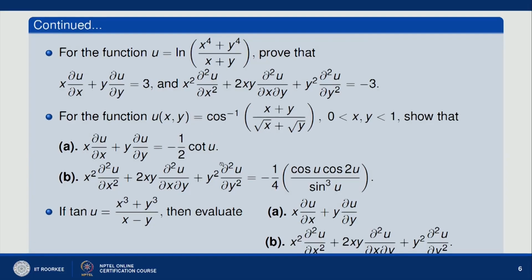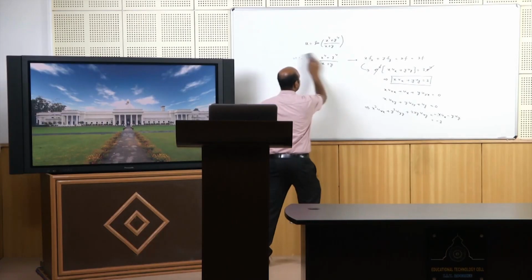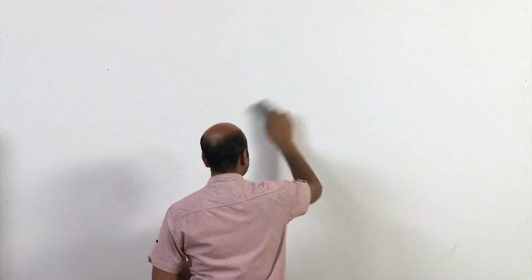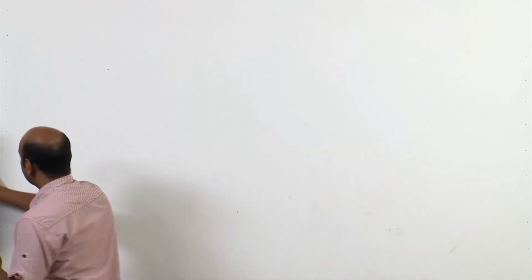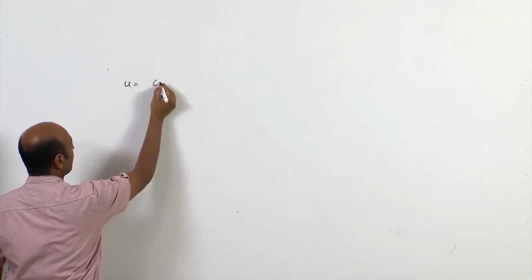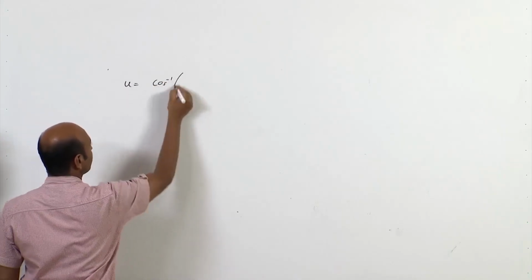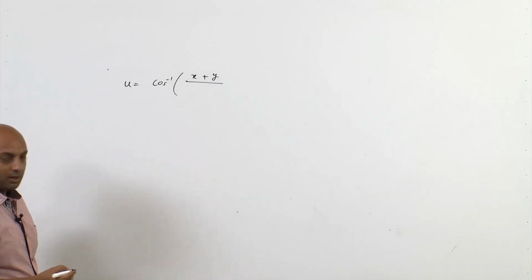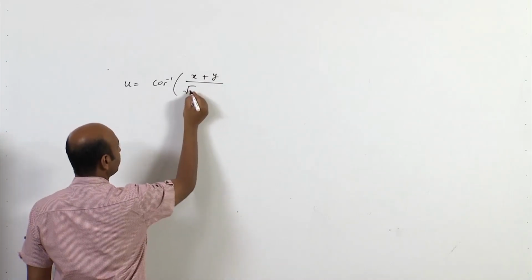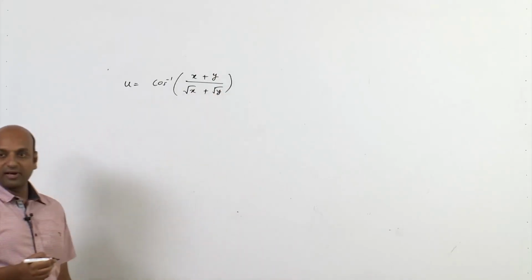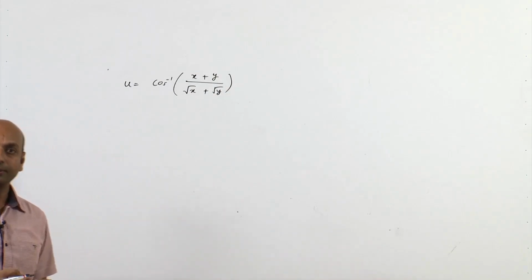Now, come to the second problem. For the second problem also, if you directly see the problem, it is not a homogeneous one. You see, what is the function here? The function is u is equal to cos inverse of x plus y upon under root x plus under root y, for x, y lying between 0 and 1.